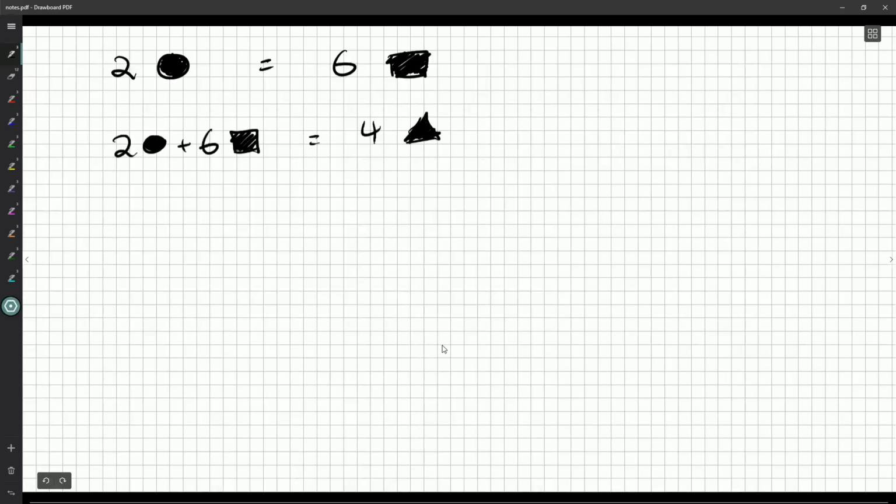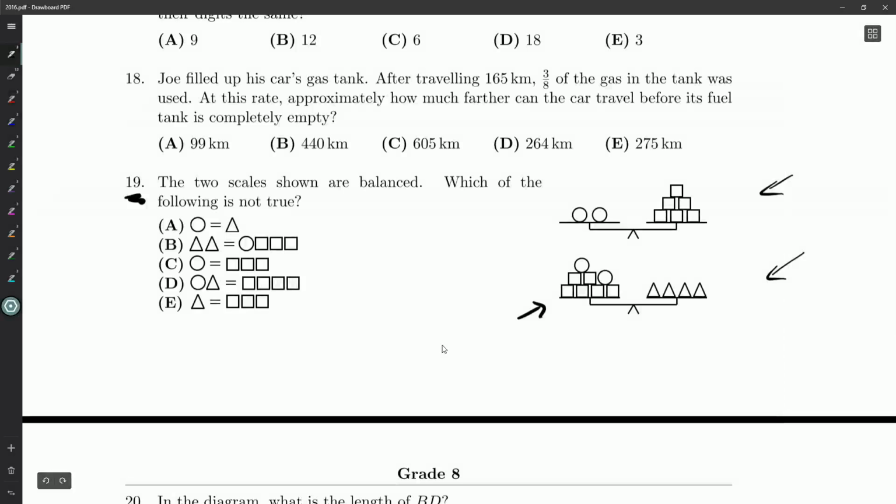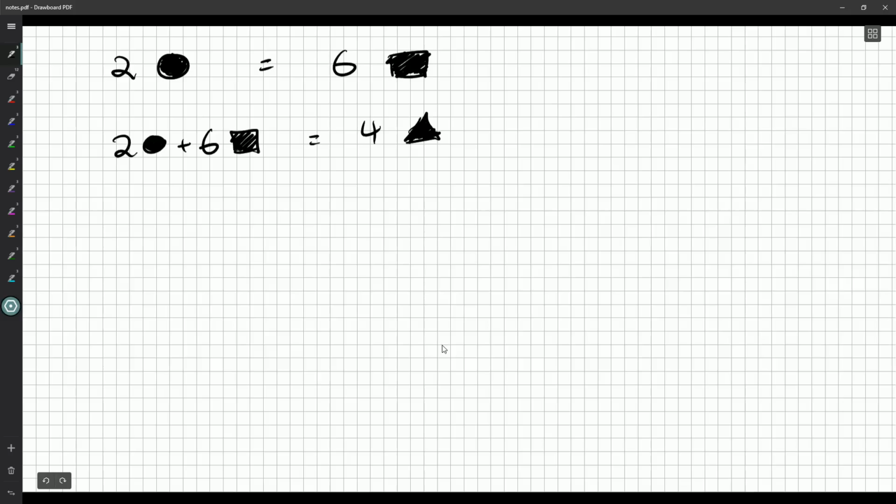We're being asked which of the following equations is not true. Okay. What I'm going to do is just play around with this, and try to understand how many squares in a circle and that sort of thing. The first equation I can divide, and I can see that 1 circle is equal to 3 squares. So that's kind of nice and nifty.